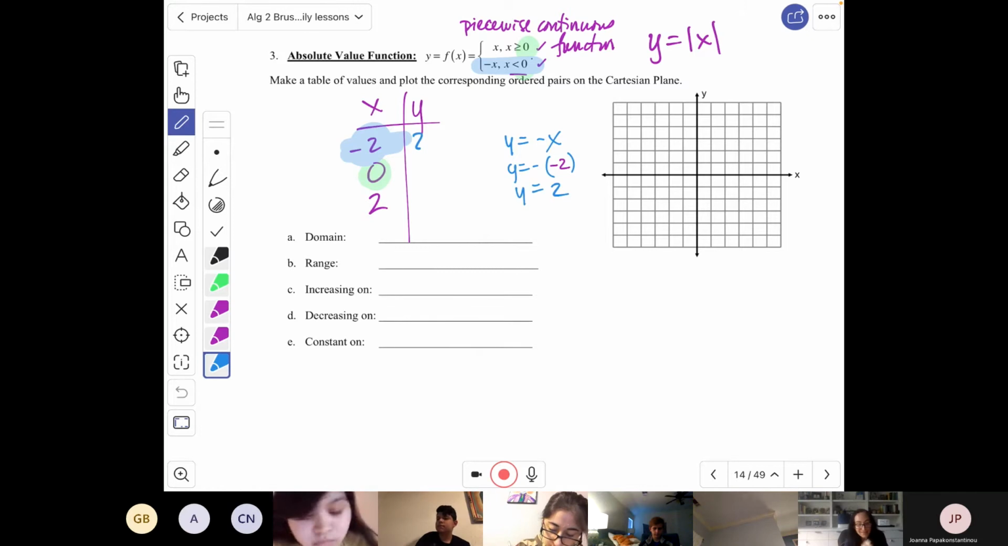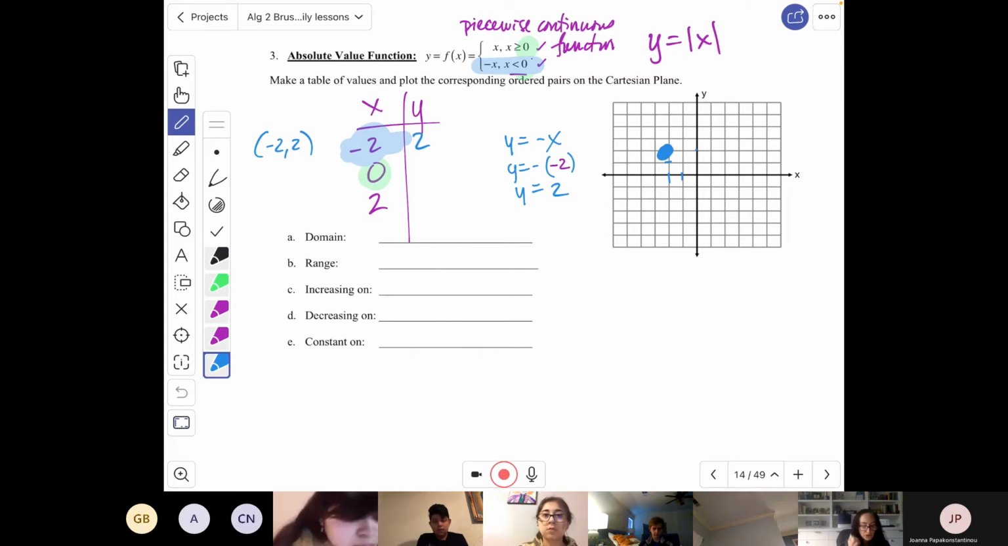So when x is -2, I'm using the second equation. I'm substituting in that x value into the equation and I'm getting the y. So I have a point. The ordered pair is (-2, 2). So I can go to x equals -2, y equals 2. I have that point. That point exists on this graph.